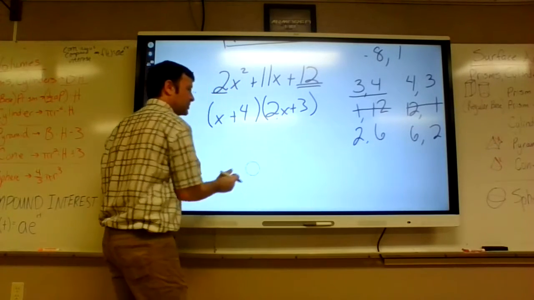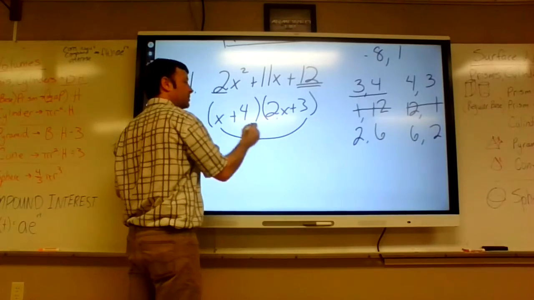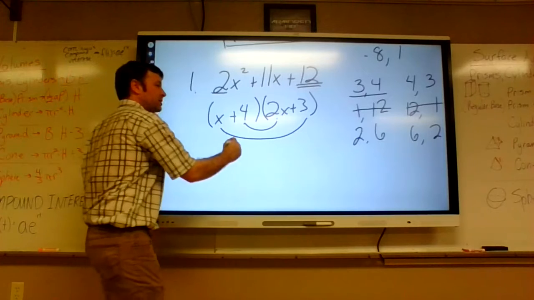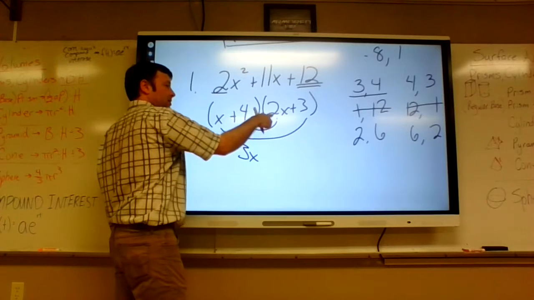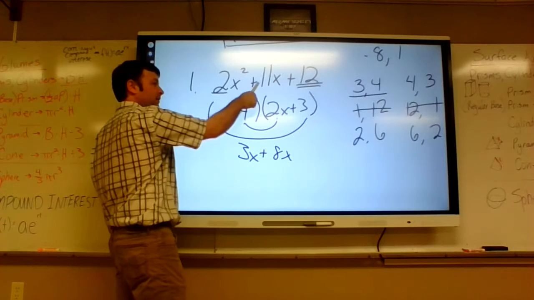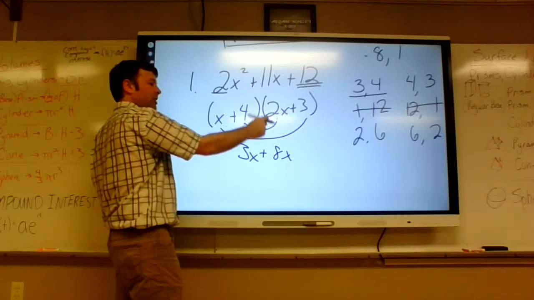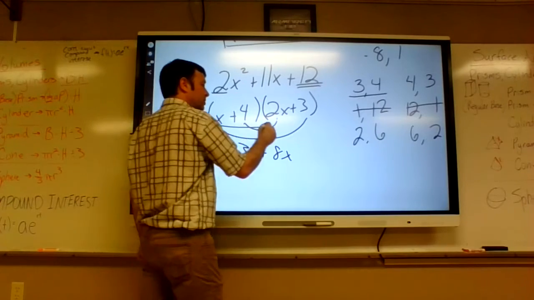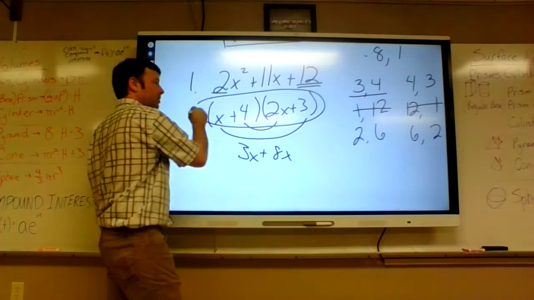Okay, now what's the outside give me? I guess I could have kept that. Outside, 3x. Inside, 8x. And that makes 11x, which is what we wanted. No, we're not multiplying here. We're adding, so it's the 11x. So that's the right one.